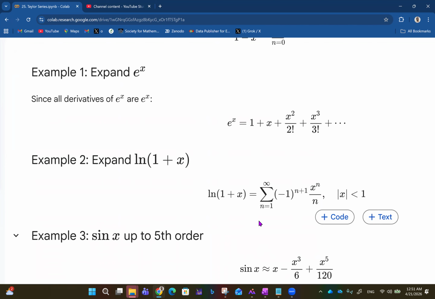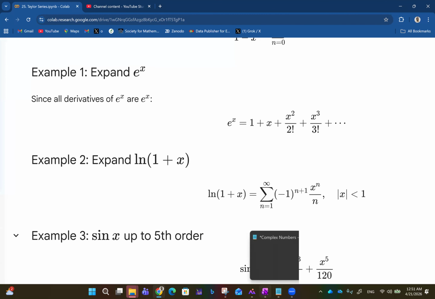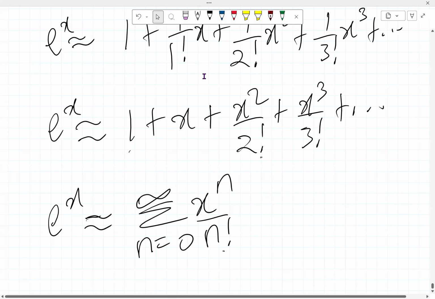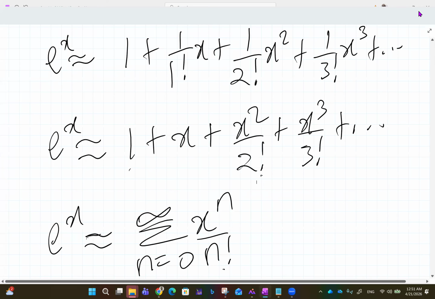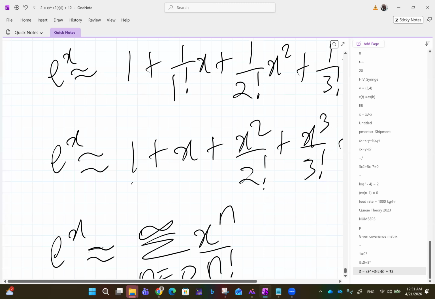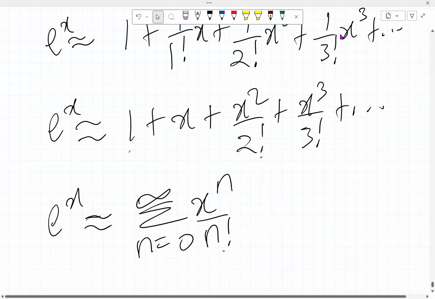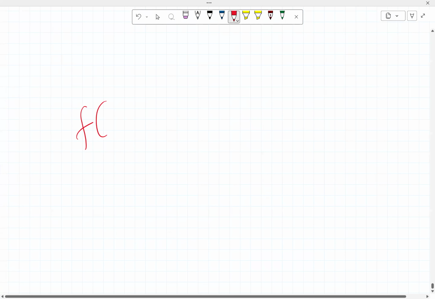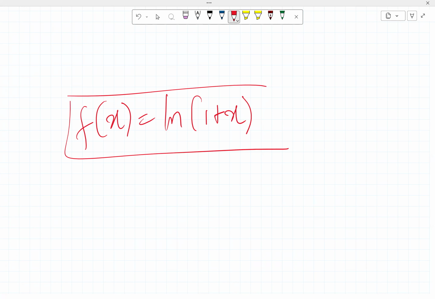Okay, maybe I should talk about ln 1 plus x, right? So now we have f of x. Okay, is it Maclaurin? If it's Maclaurin, we'll be expanding about something. So we just do Taylor's. Expand ln 1 plus x. So here now we have f of x equals ln 1 plus x.